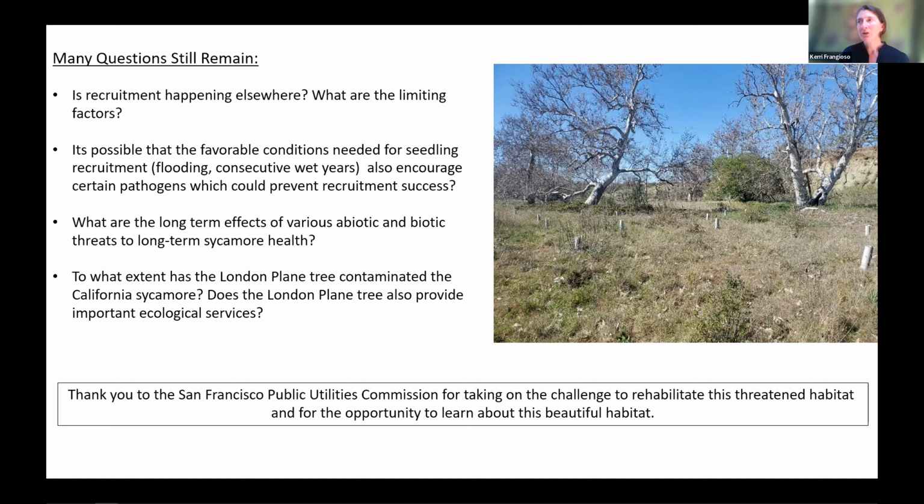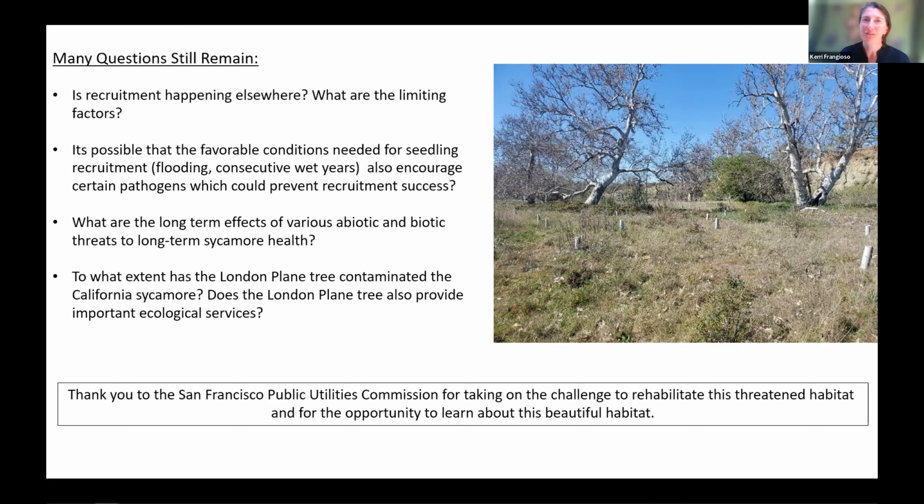I think, working with the Public Utilities Commission and everything that they're doing, they're really trying to get at that answer. And then another more theoretical question is, to what extent has the London plane tree contaminated the California sycamore? And besides being resistant to anthracnose and Massaria and lacking the cavity forming properties important to wildlife, could the London plane tree provide some important ecological services? And that's it. I'll take questions.